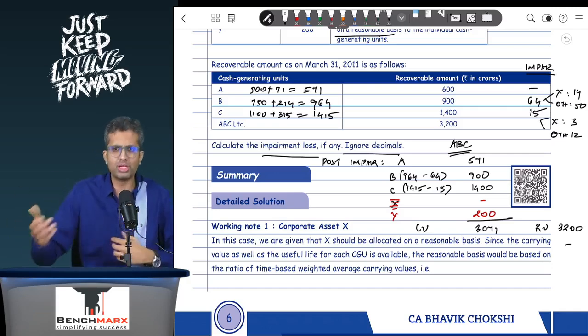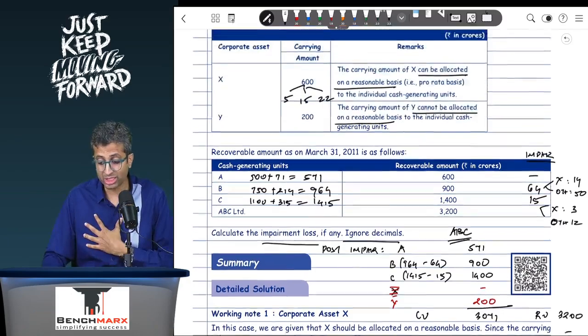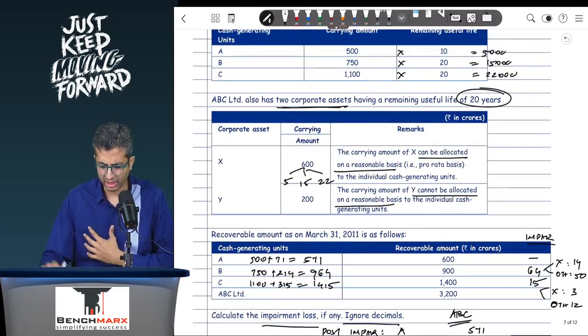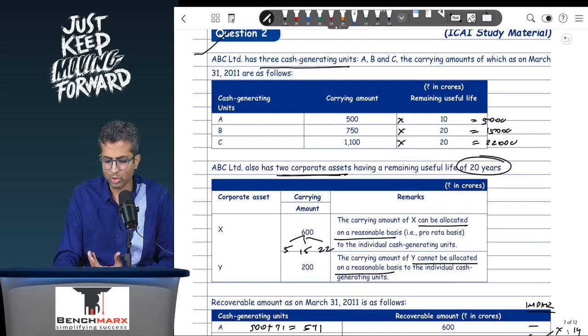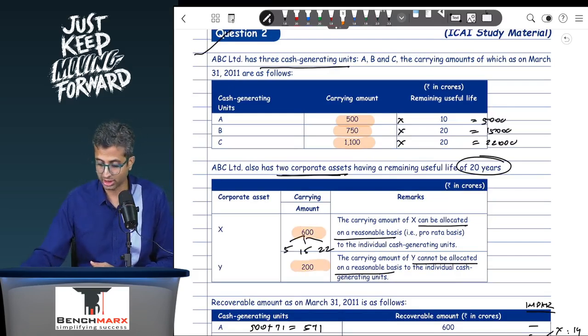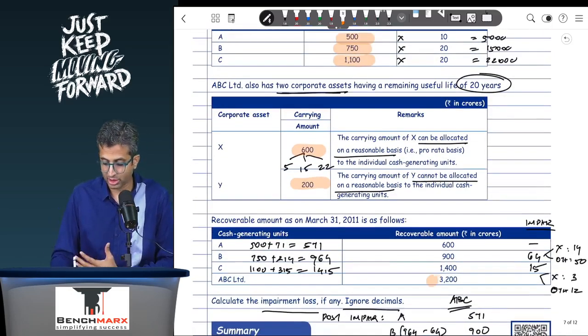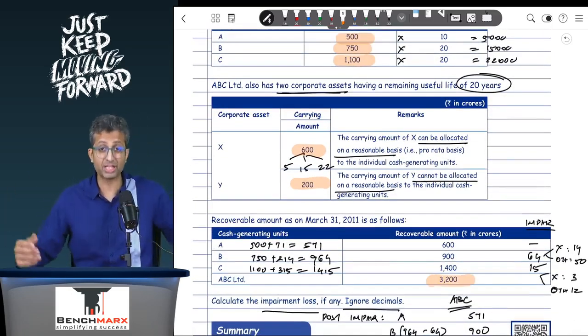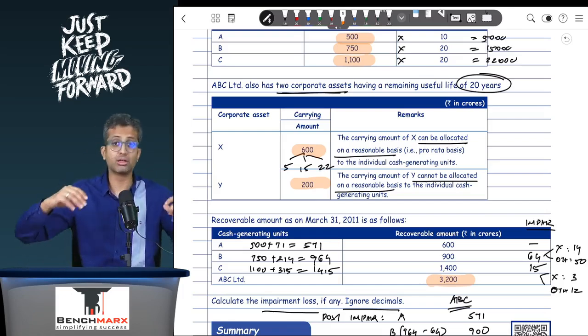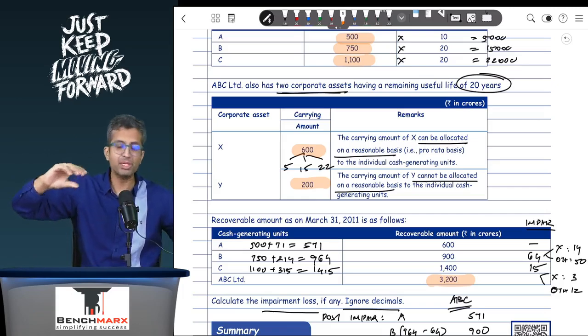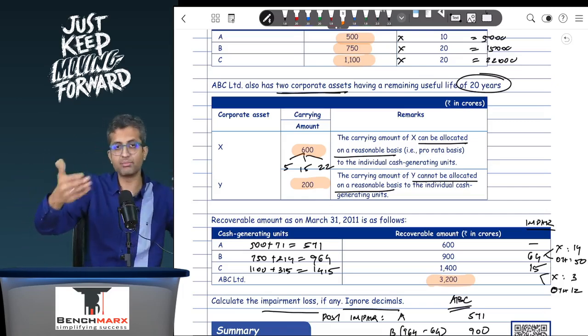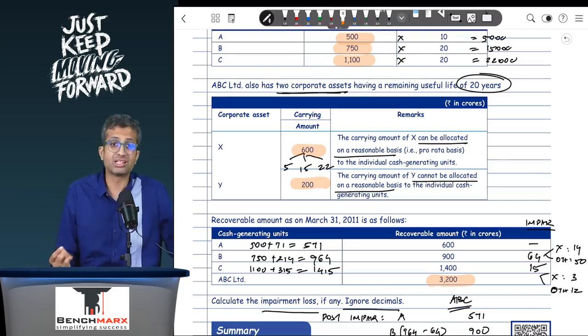Again, why do you do a two-level impairment testing? Because if I were to do this working directly, I could have said, for ABC Limited, why do I want to do it twice? If I take directly 500 plus 750 plus 1100 plus 600 plus 200, this is 3150, and you compare 3150 with 3200 and say there is no impairment. But as a matter of fact, there is an impairment in B and C. Just that because you are doing everything together, that impairment loss is getting offset by probably the gains in units like A.